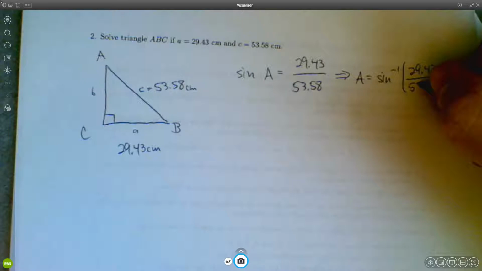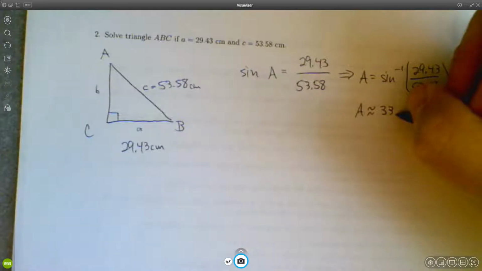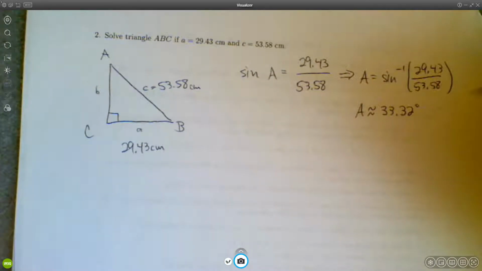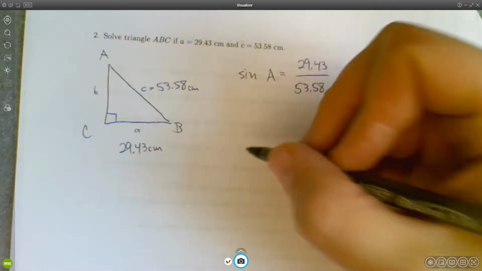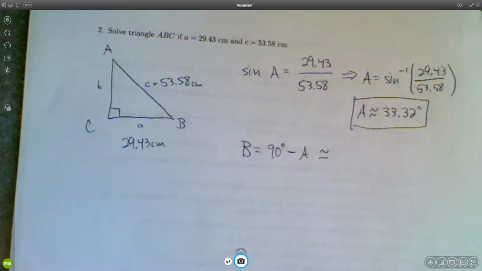So we've got 4 significant digits here, so we're going to round our answer to 4 significant digits. We're going to say A is approximately 33.32 degrees. Okay, once we know A, we can get B pretty easily. B is going to be 90 degrees minus A, and that's approximately 90 minus 33.32, so 56.68. Okay, so there's B.